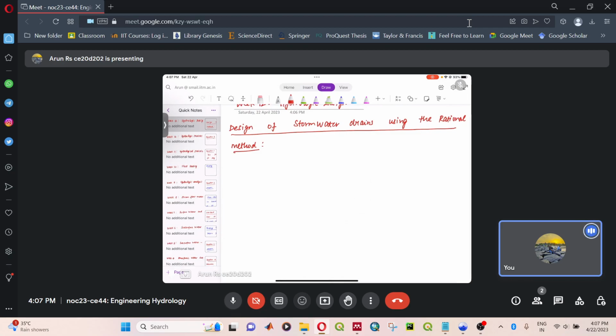So in the rational method, we have some of the important assumptions which we need to be familiar with while applying this method to design the storm drainage system. We'll see what are the assumptions one by one.